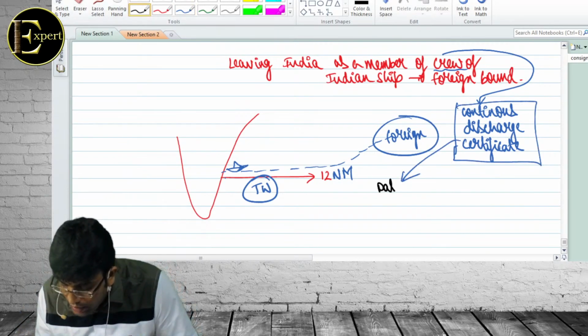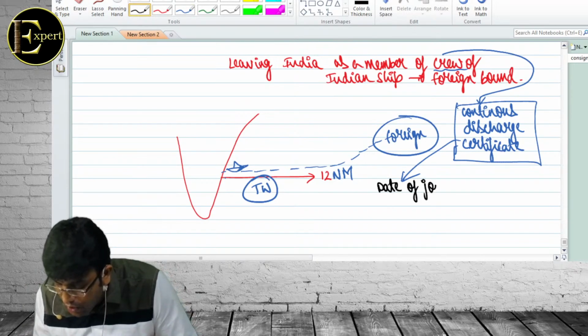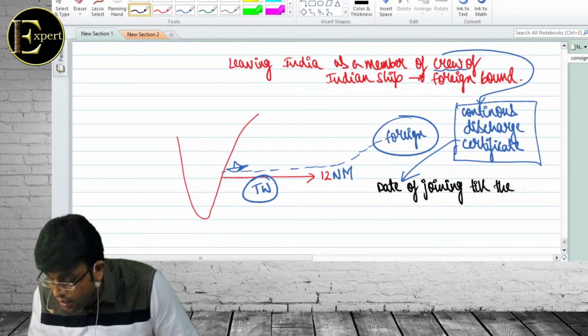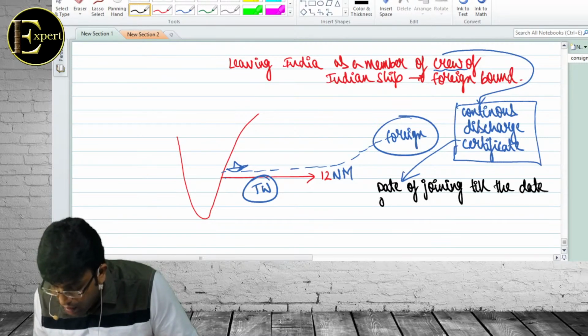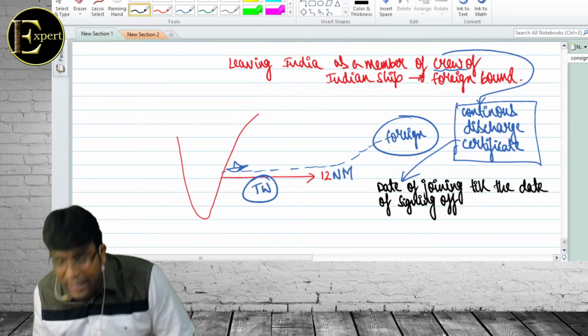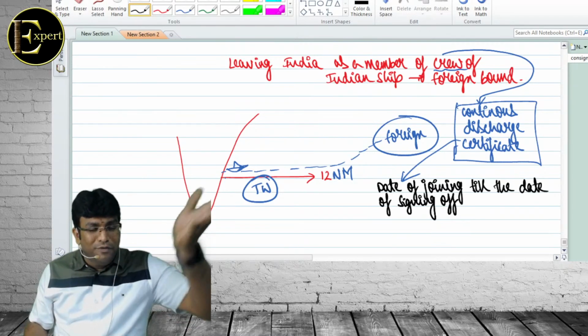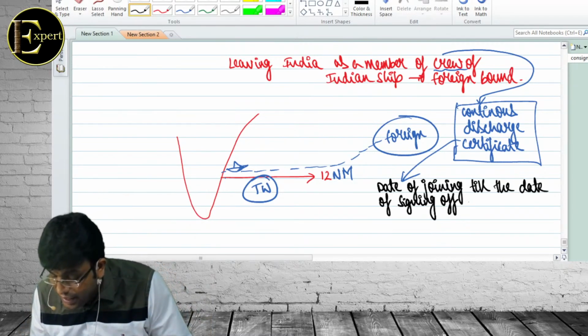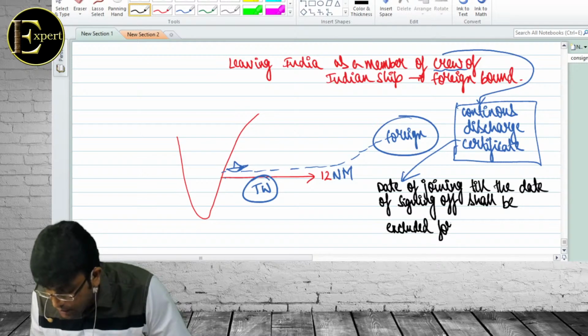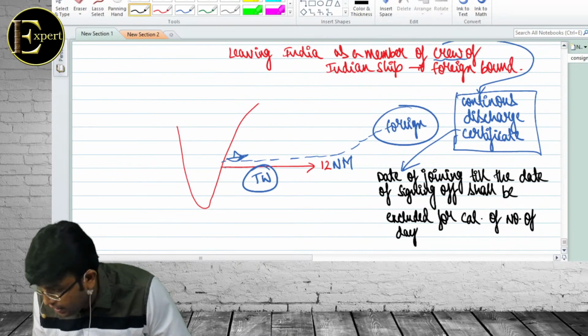And they told very clearly in the law that the date of joining till the date of signing off. Signing off basically means leaving it. Date of joining till the date of signing off shall be excluded for calculation of number of days in India.